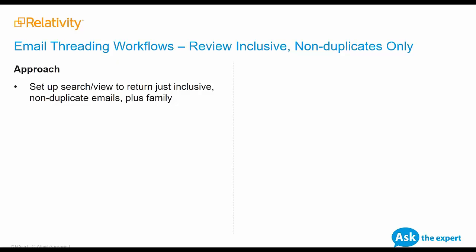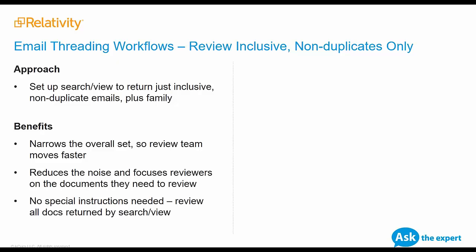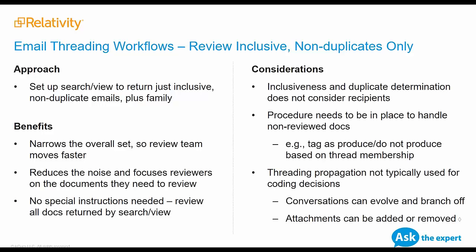So a common approach a lot of teams like is you set up your search, your view, to return just your inclusive non-duplicates plus the families, the attachments. So you're going to narrow the overall set, you're going to move faster, it reduces the noise and clutter, you're just focusing on those documents that have the content that you need to review. You don't really need special instructions per se because you're just putting the inclusive emails in front of the reviewers. Again, as we noted, the recipients are not part of the determination for inclusiveness, so if who was on the conversation previously is important, that needs to be examined separately.